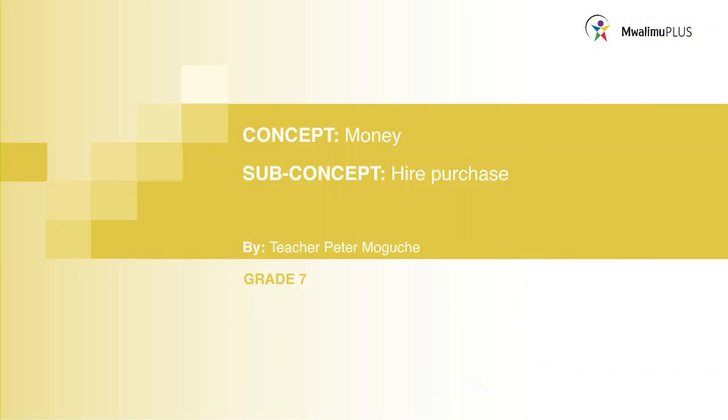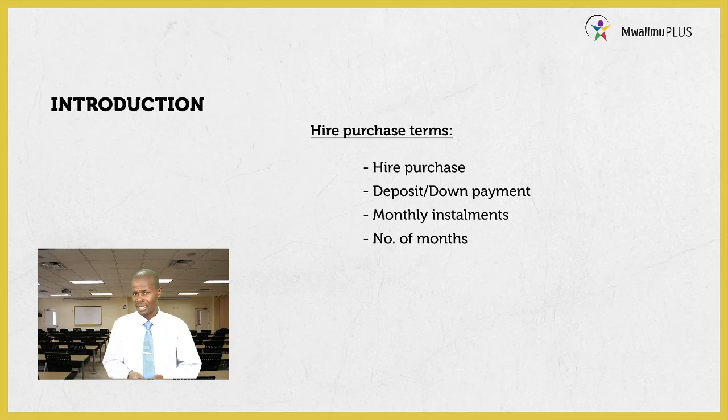Now, I want to introduce you to yet another new subtopic, and this is still under money, but on hire purchase. Now, when we go through hire purchase, what do we need to understand? As part of our introduction, there are terms that are used in hire purchase, and it's important for you to understand them. Number one, hire purchase itself. Then number two, deposit. If you are not using the word deposit, you're using the term down payment. Then, third in place is monthly installments. Then, the number of months.